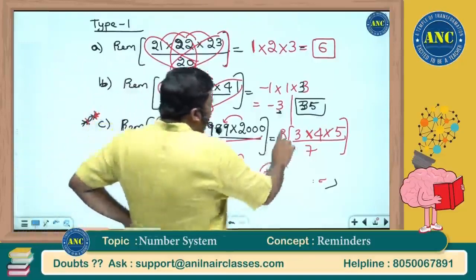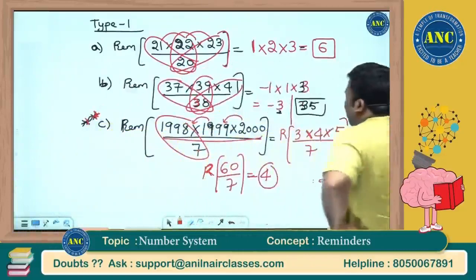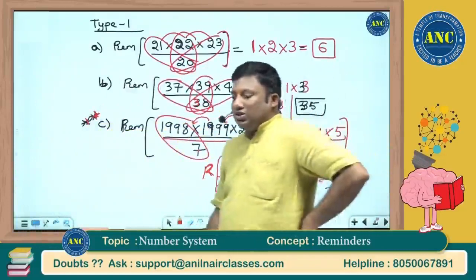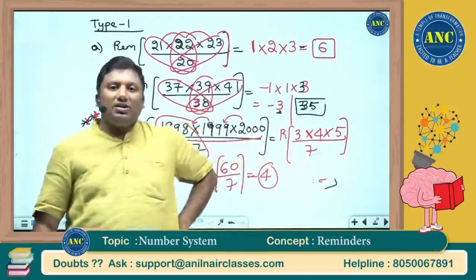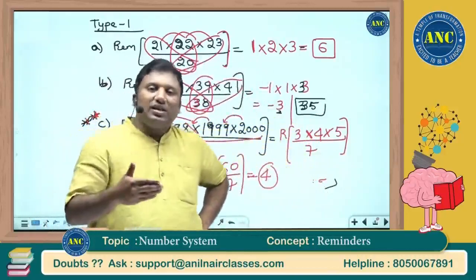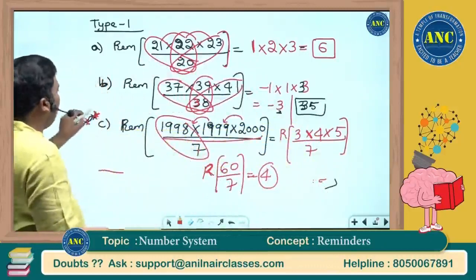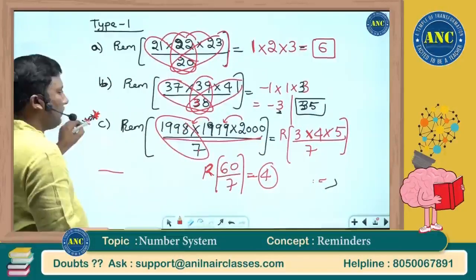3 into 4 into 5 divided by 7. 3 4s are 12. 12 5s are 60. 60 divided by 7. 7 8s are 56. What is the positive remainder? 4. This is the third question.